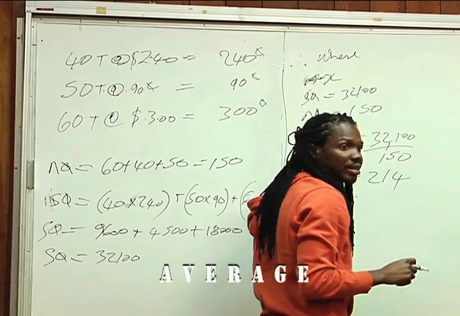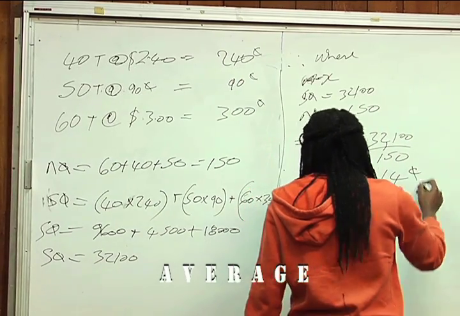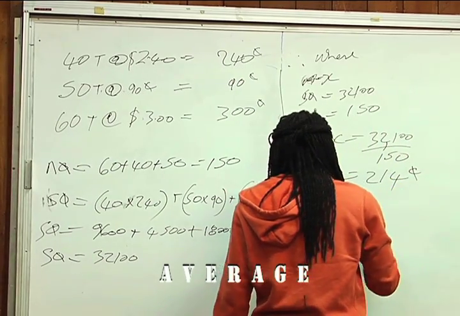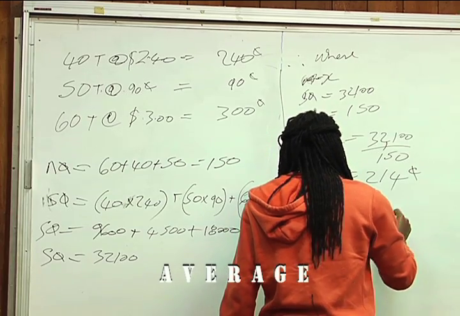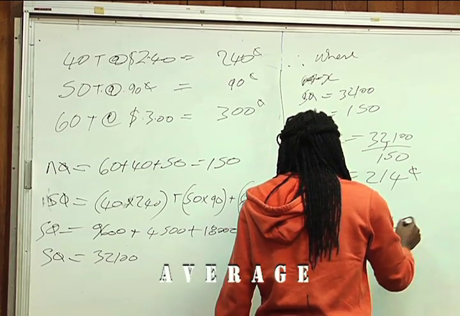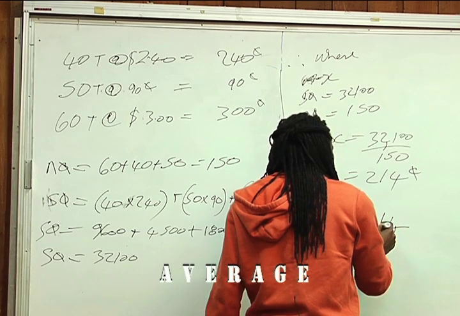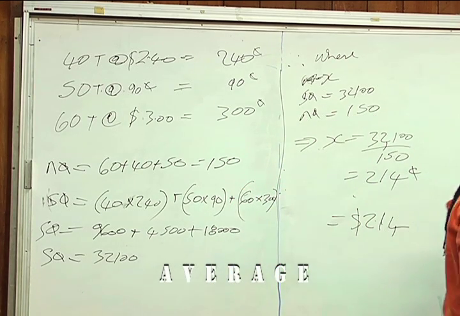$214. Convert that now to dollars. 214 cents. That means it's equal to $2.14. Did we get it right?